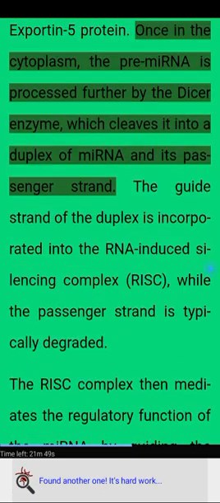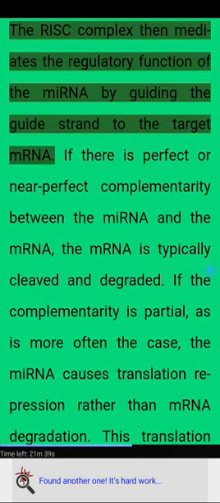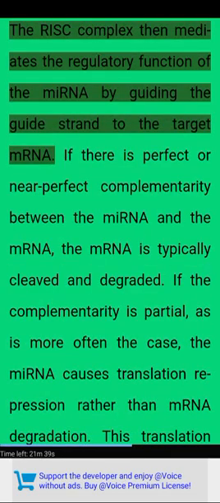Once in the cytoplasm, the pre-miRNA is processed further by the Dicer enzyme, which cleaves it into a duplex of microRNA and its passenger strand. The guide strand of the duplex is incorporated into the RNA-induced silencing complex, RISC, while the passenger strand is typically degraded. The RISC complex then mediates the regulatory function of the microRNA by guiding the guide strand to the target mRNA.